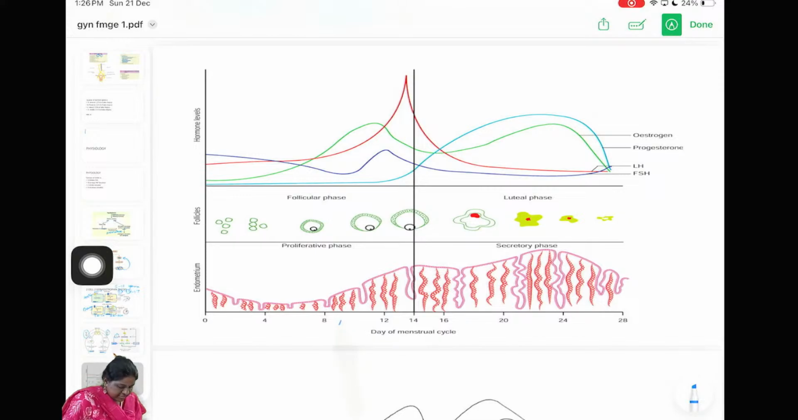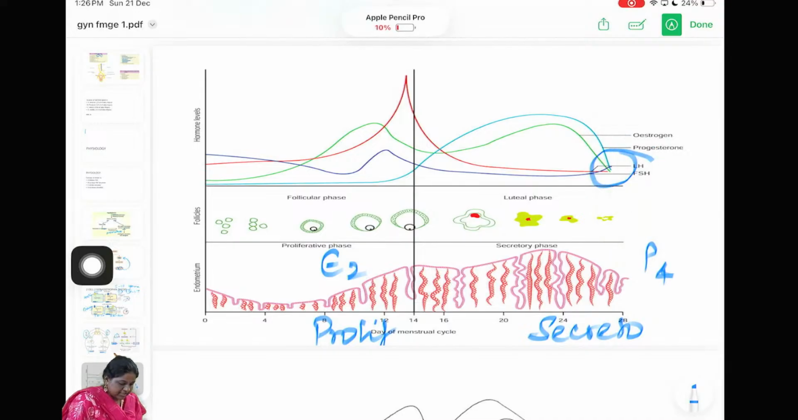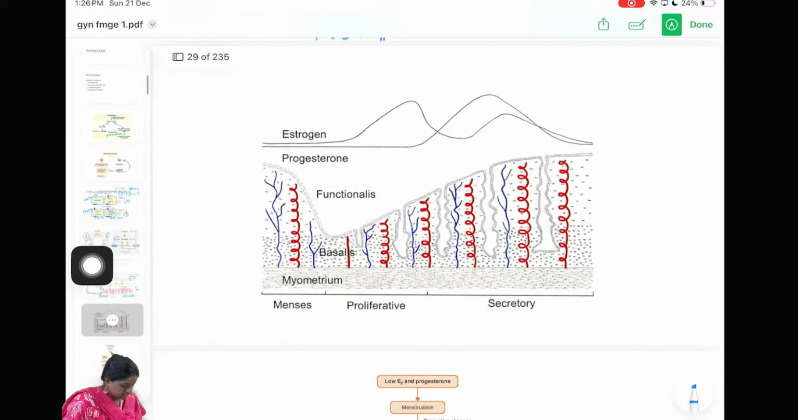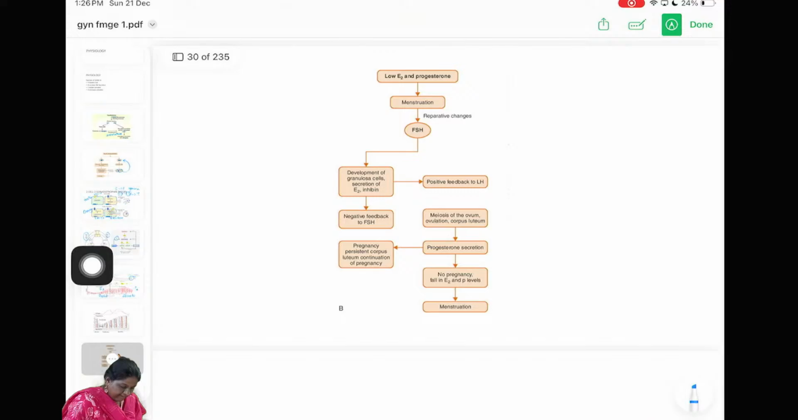In the first half of the cycle, that is called the proliferative phase in the endometrium. The second is going to be the secretory phase. So here estrogen is playing a role and here progesterone is playing a role. And when both estrogen and progesterone drop, it will result in menstruation. See, there is a low E2 and progesterone.